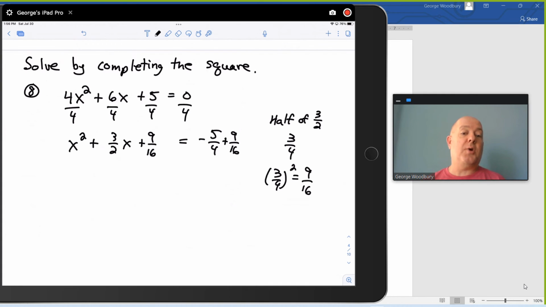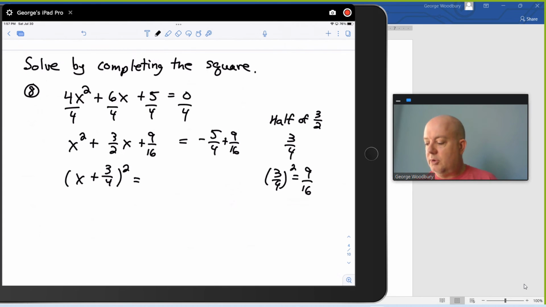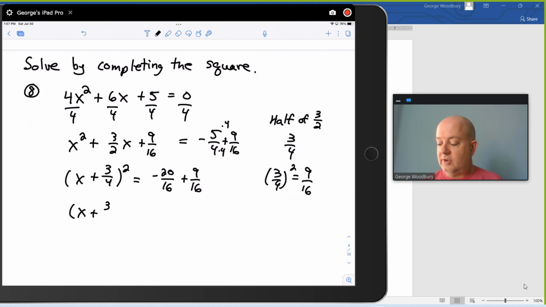The left side, I know how that's going to factor using what I mentioned in the last problem. This is going to be x plus 3/4 squared. On the right-hand side, I'm going to do the arithmetic, to combine those two fractions, I need a common denominator. The two denominators are 4 and 16. The common denominator is 16. So I'm going to multiply the first fraction by 4 in the numerator and the denominator. That gets me to negative 20 over 16 plus 9 over 16. And that equals negative 11 over 16.